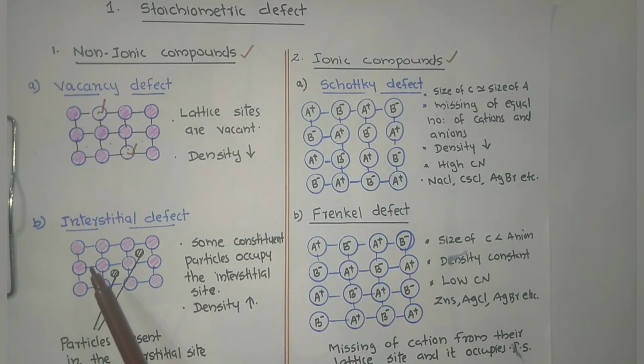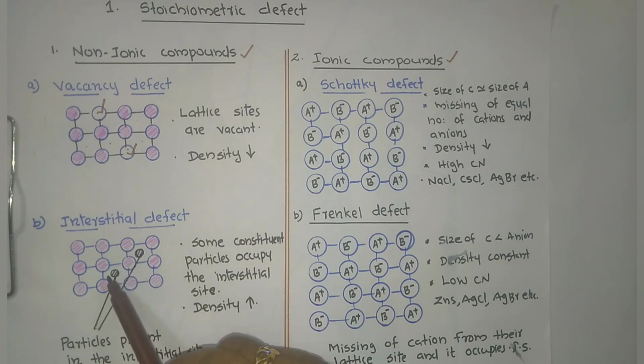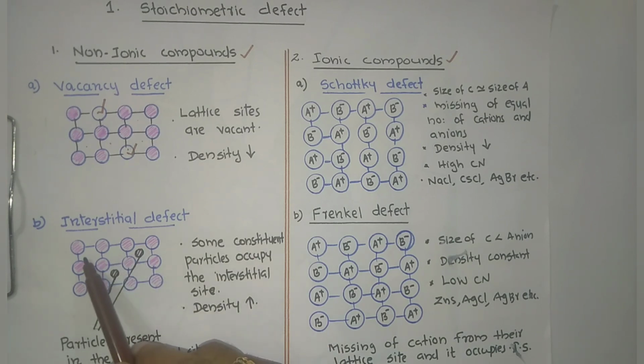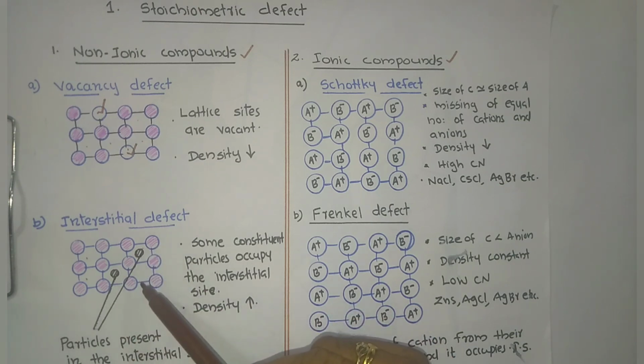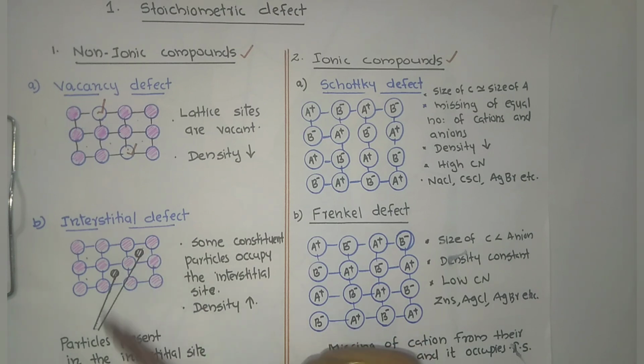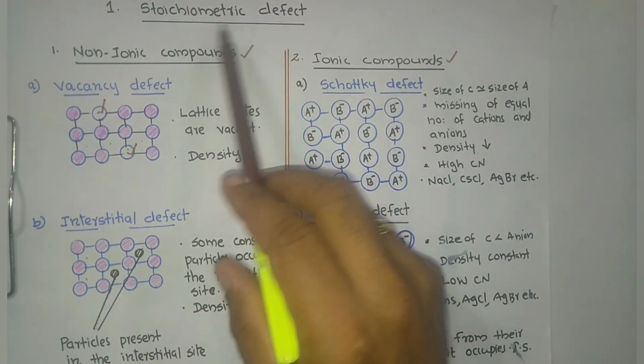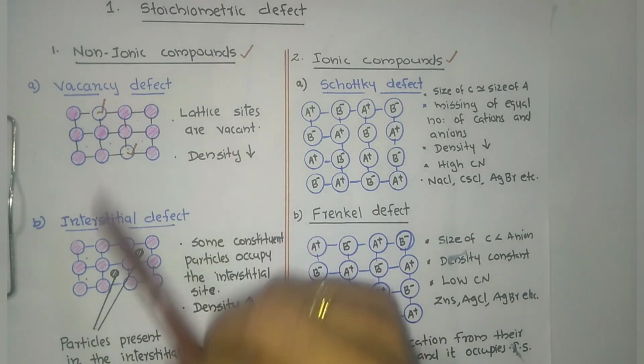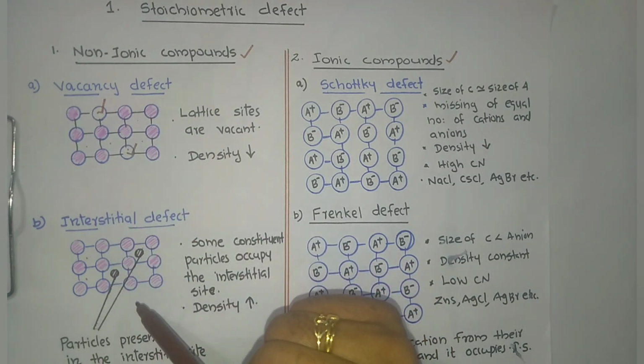Then second one, interstitial defect. When some constituent particles occupy the interstitial site. This is the interstitial site or vacant space. But some particles occupy the interstitial site, so the density of the crystal increases. That means some of the particles occupy the interstitial site, hence the mass increases, so density also increases. So stoichiometric defects present in non-ionic compounds are classified into two types. First one, vacancy defect. Second one, interstitial defect.